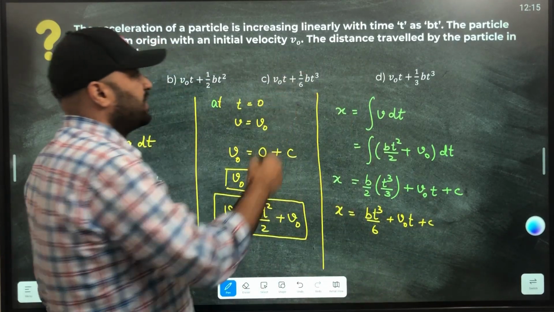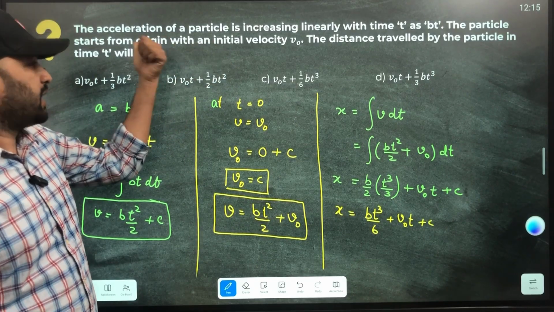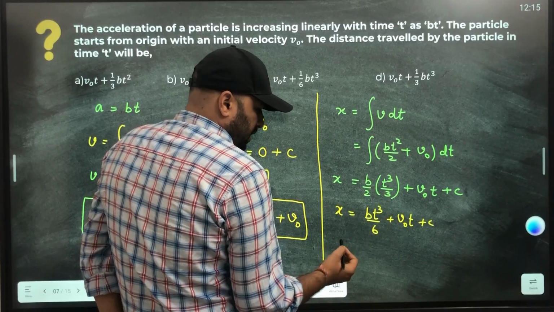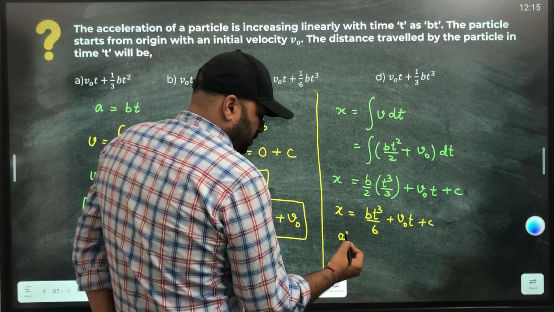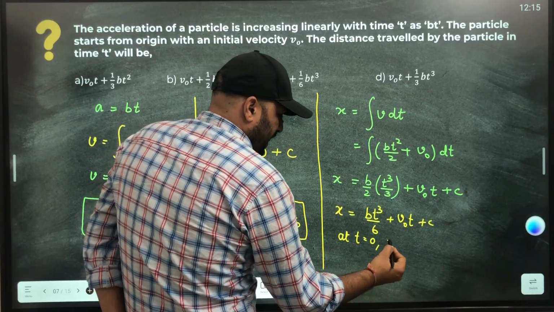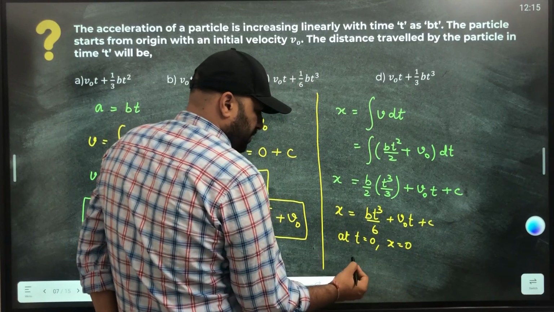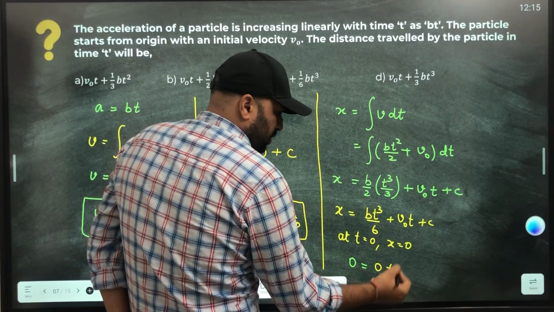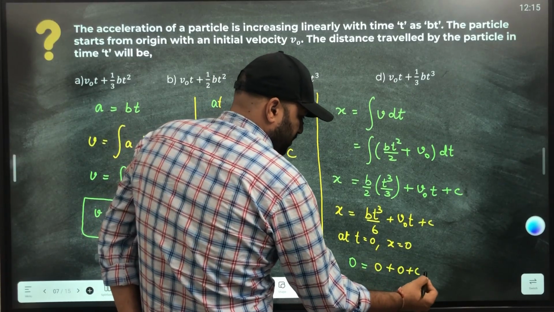Now the problem says when t was 0, the particle was at the origin. So when t was 0, x will be 0, right? So let's substitute here. Putting t equal to 0, x is equal to 0. So let's substitute here 0. This will become 0 because t is 0, the whole thing becomes 0. 0 plus c. So c becomes 0.